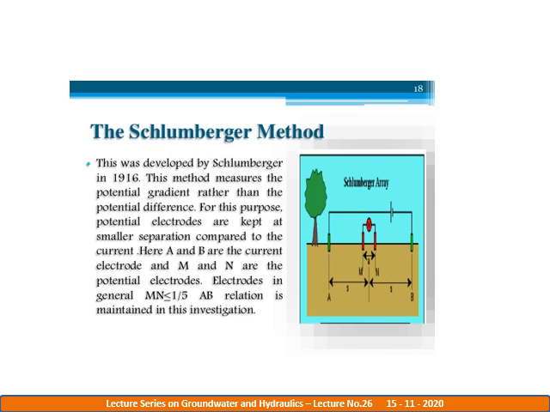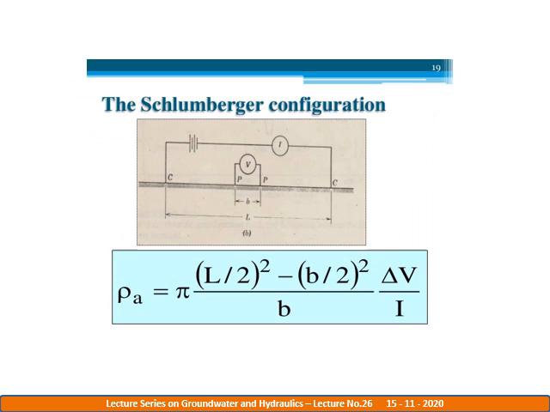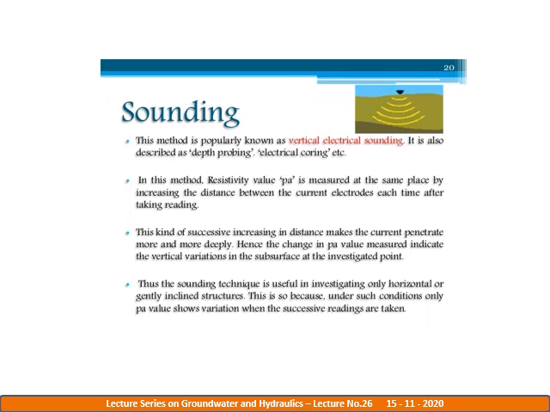And Schlumberger, this was developed in the year 1916. This method measures the potential gradient rather than the potential difference. For this purpose, the potential electrodes are kept at a smaller separation compared to the current electrodes. This is how the Schlumberger configuration can be laid out.